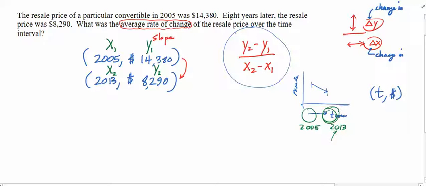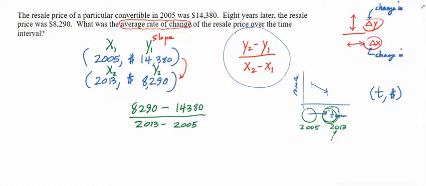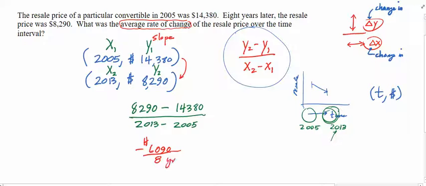So here we go. We're going to go ahead and put in 8290. There's y2 minus y1 over 2013 minus 2005. And let's see what we get. I get negative 6,090 over 8 years. Now remember, this is amount of money and this is amount of years, right? This is the change in the y and this is the change in our x. All right, so let's see what we get then.